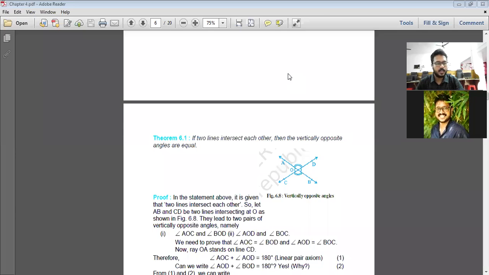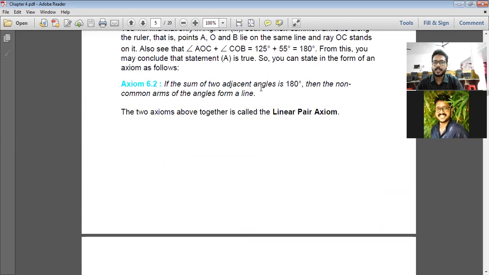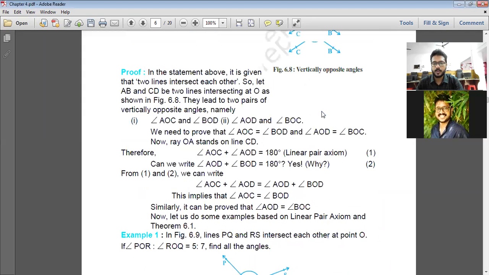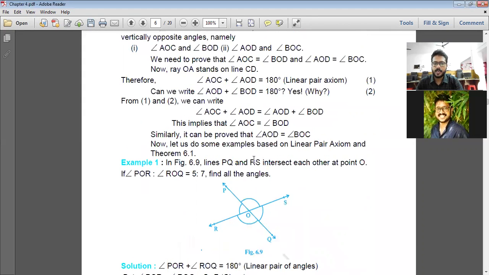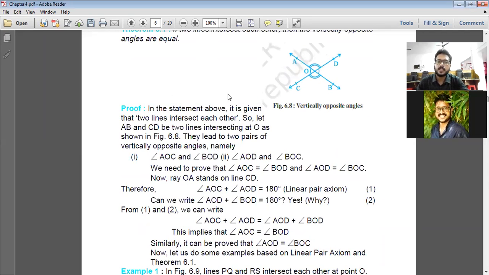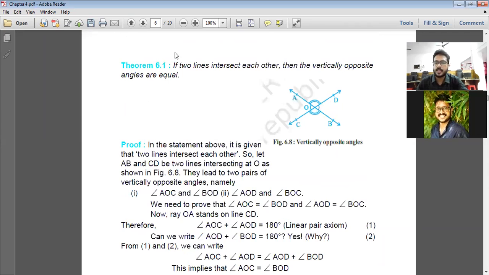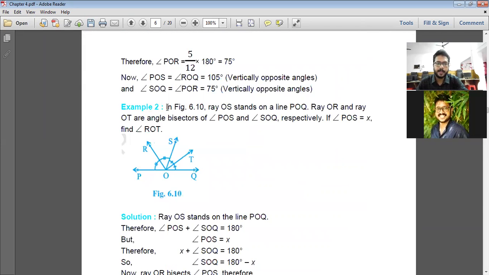So in our last class, we have seen if two lines intersect each other, then the vertically opposite angles are equal. And then we have used linear pair axiom to prove that theorem. Okay. And we have done one example as well. So now we are using this theorem to solve some examples. So let us see.